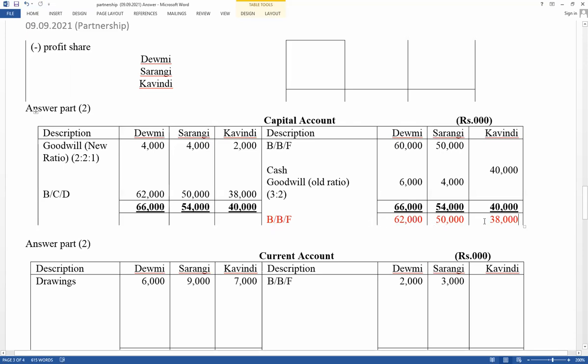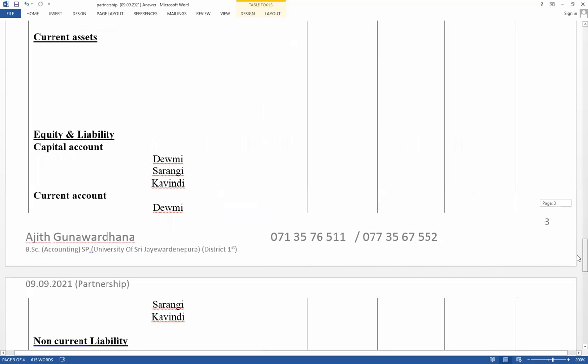Equity should be included under the equity part. Closing balance. Capital balance does not change further. It has changed as a result of admission and retirements. In this example, it has given the admission part, which we have discussed already. Now take the closing balances to the statement of financial position also. Record it under equity as the closing balance, the capital account balance. Devumi, Sarangi and Kavindi. Devumi's value equals 62,000. Sarangi's closing balance equals 50,000 and Kavindi 38,000.